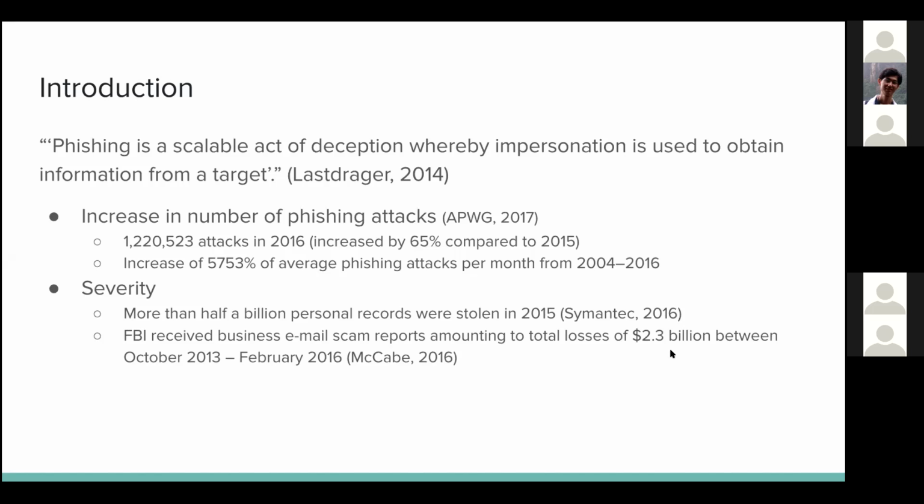As part of the paper's introduction, it explains why phishing is such an important topic of research. One of the reasons is that the number of phishing attacks has increased greatly. From 2015 to 2016, it increased by 65%, and the average number of phishing attacks a month has also increased. Phishing is a high severity attack because, for example, from 2013 to 2015 there were a great number of financial losses.